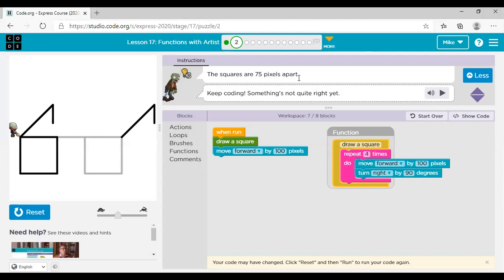We're going to move 75 pixels. But remember, look at where we are standing right now. We're standing on this side. I'm going to put in 75 pixels and then you will see what's going to happen. Move 75. Let's reset and run.